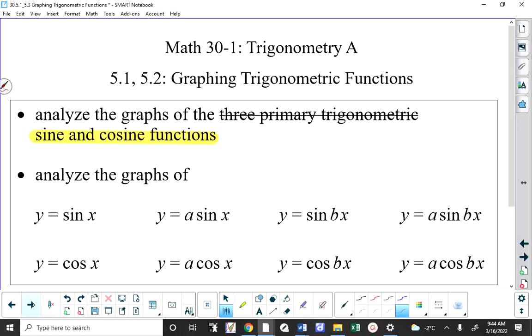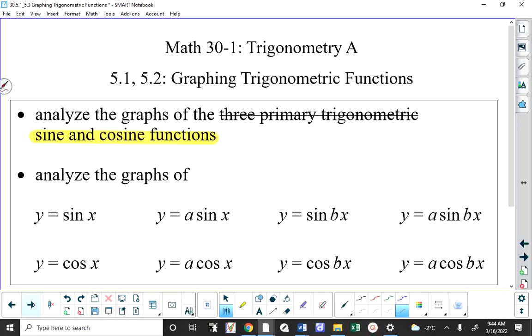So this is a lesson dealing with 5.1 and 5.2, which is graphing. I've changed my note structure. So this is not graphing trigonometric functions. It's graphing sine and cosine functions. We're not going to be looking at graphing the tangent function until the next unit. So we're looking at graphing sine functions and cosine functions.